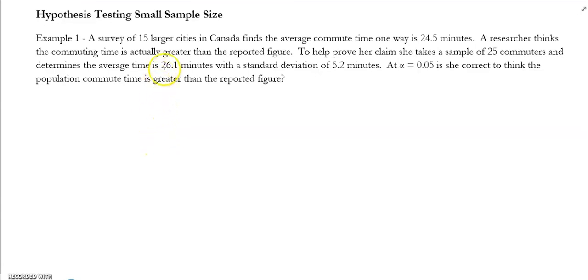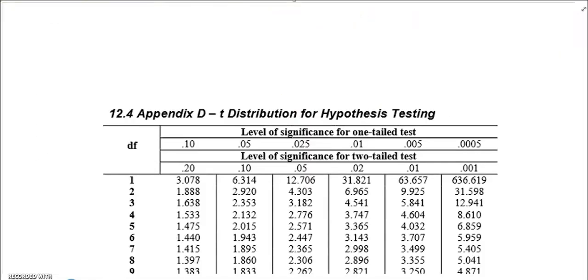In this lesson, we're going to take a look at hypothesis testing using small sample size. And once again, what does that really mean? We're talking about sample size less than 30 in this case. Now, since we're dealing with a sample size less than 30, we are now going to be using a t-value from our manual, and it's actually a very specific t-table that we use, and it's Appendix 12.